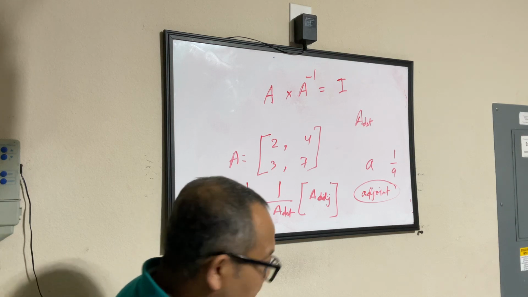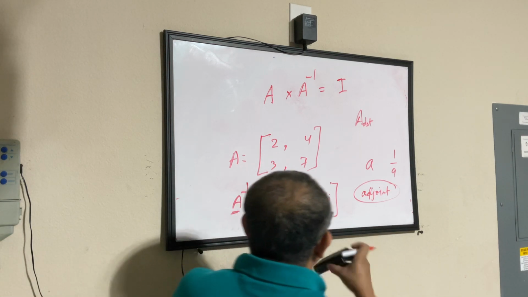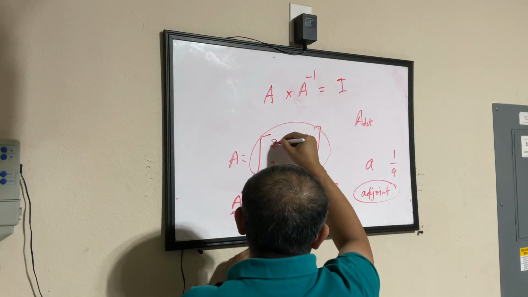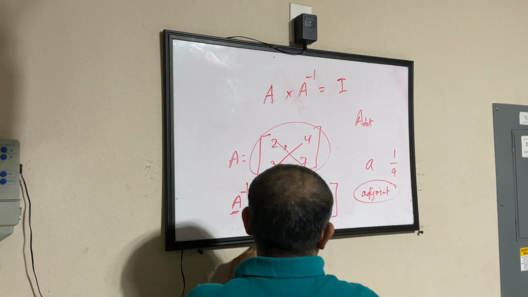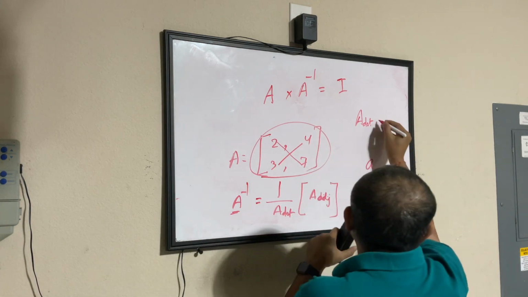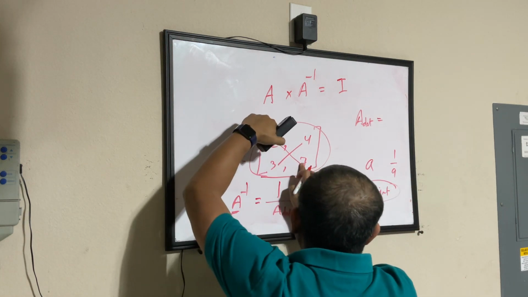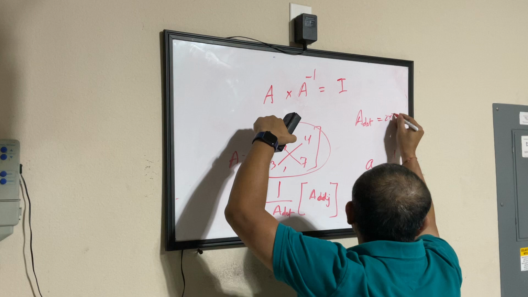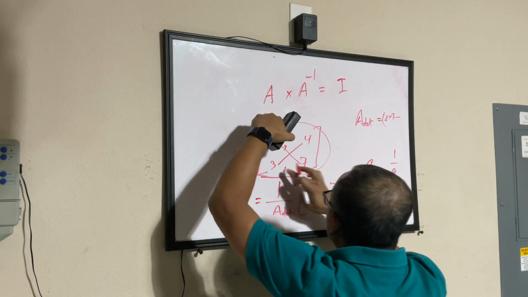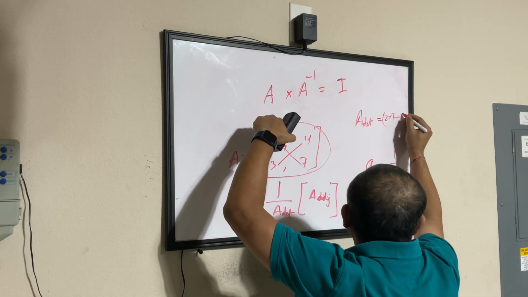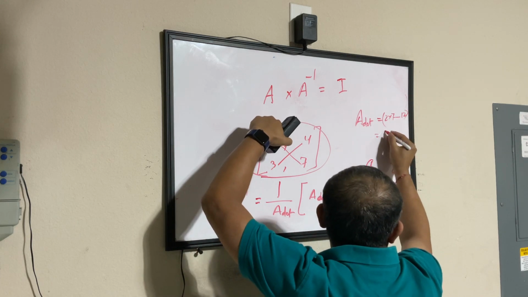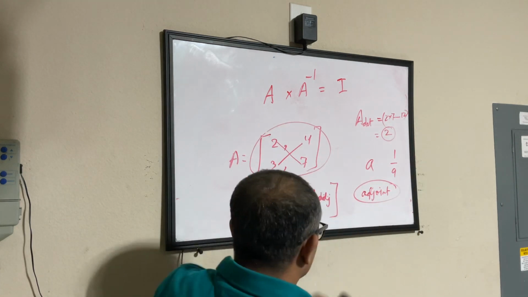Now let's look at it. We learned how to find the determinant. So if you have this matrix, the determinant is this times this minus this times this. So in this case, my determinant is 2 times 7, 14, minus 4 times 3, which is 12. So this becomes 14 minus 12, that is 2. The determinant we got is 2.